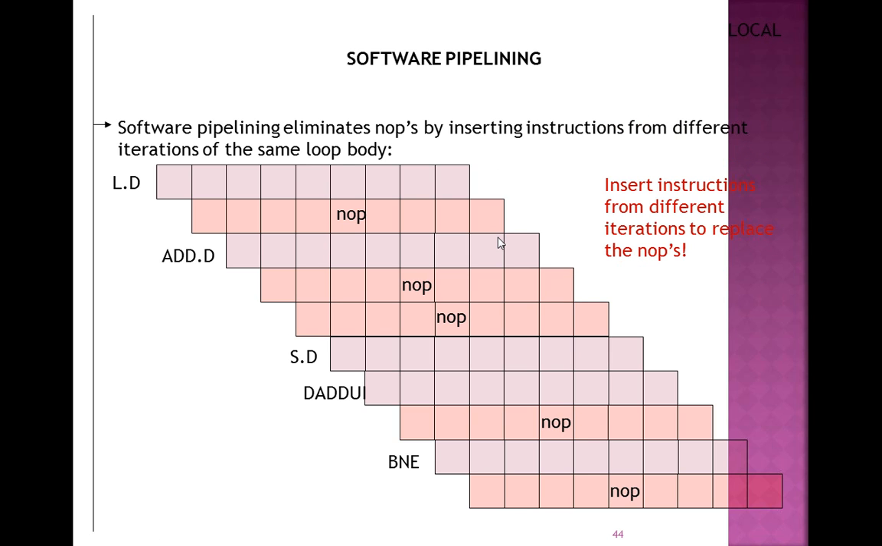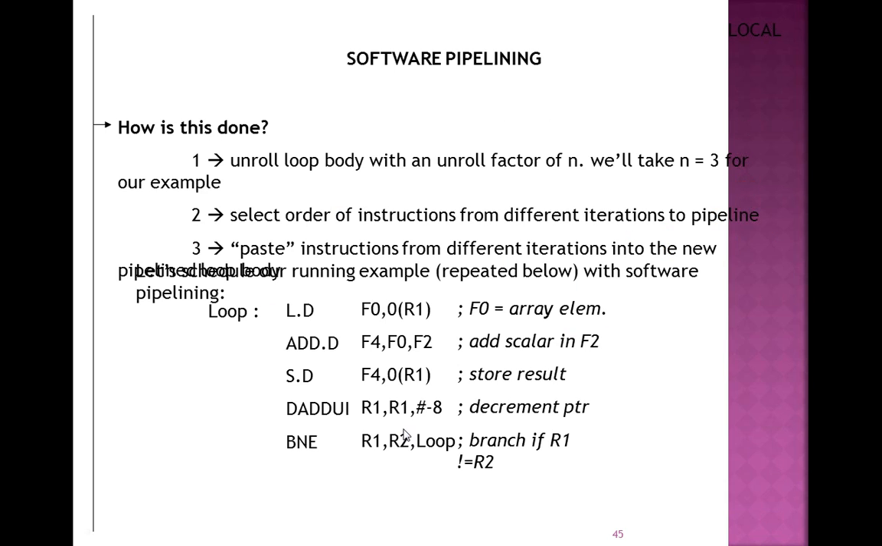Now, software pipelining eliminates NOPs by inserting instructions from different iterations of the same loop body. So insert the instructions from different iterations to replace the NOPs. This is LD, ADD, SD, DADD, BNE, that is branch. How is this done? First of all, unroll the loop body with an unroll factor of n. We will take n equals 3 for example.